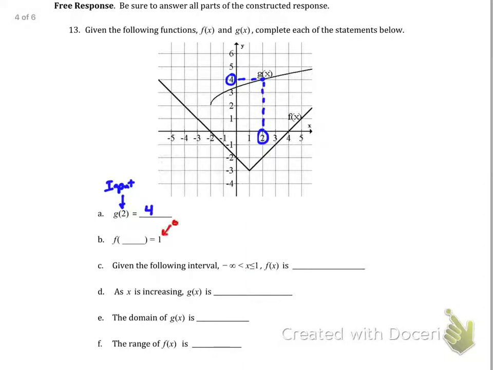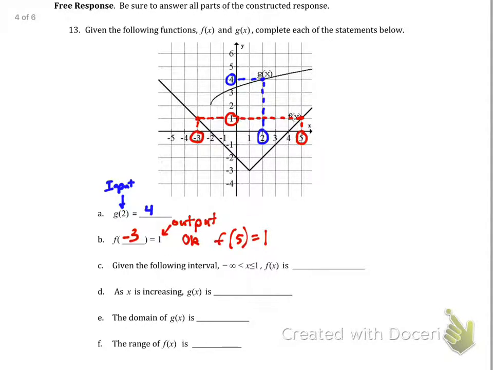For B, this is actually a tricky problem. I don't like this because it gives you one output, but there are actually 2 possible inputs. There's that one, that point over there, which is on f of x, and there's that one. So I'm going to write down that there's a second correct answer. x equals 5 gives us an output of 1, but x equals negative 3 also gives us an output of 1. So go ahead and write down both of those as correct answers, and I'll make sure on the test there's either only 1 or there's 2 blanks.